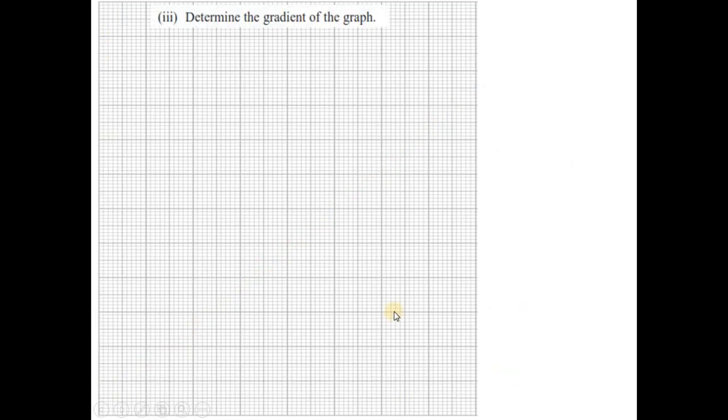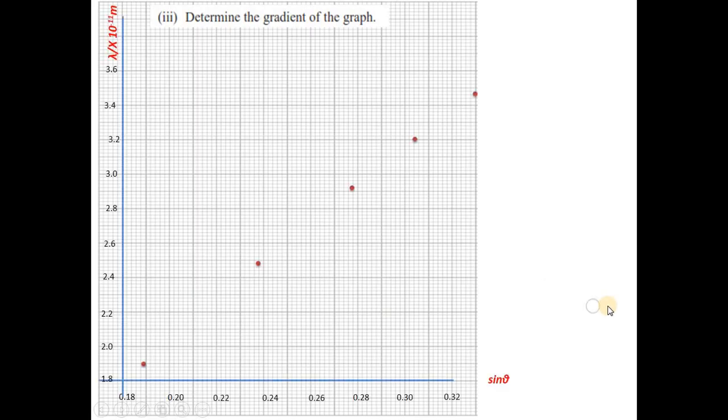Determine the gradient of the graph. So here is your graph, and how do you find the gradient? Remember, in order to find the gradient, you need to choose two different points, different from the plotted ones, and try to choose 2 points so that you can draw a big triangle. So I am choosing 2 points on the line, this point here and this point, and these are the coordinates of the points. Now the gradient is y2 minus y1 over x2 minus x1.